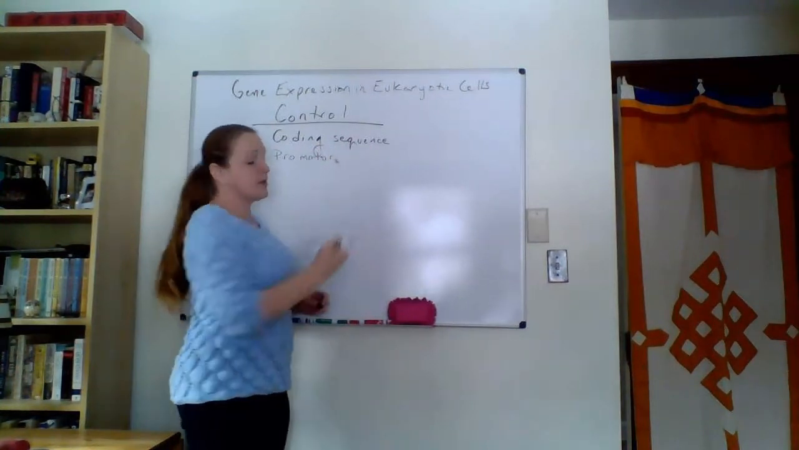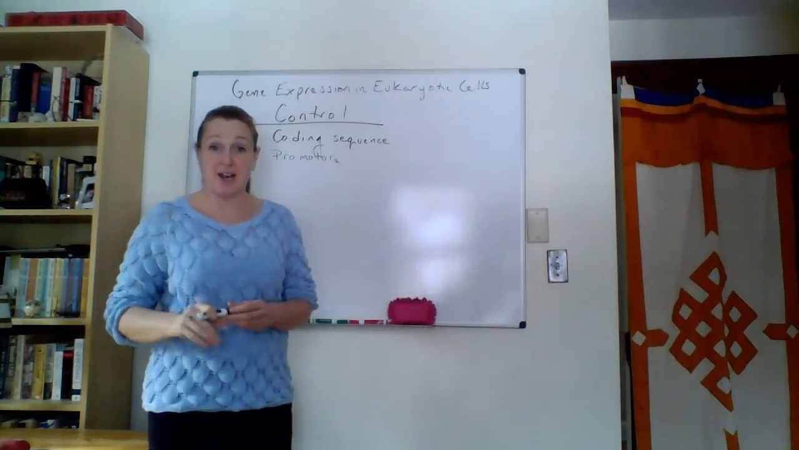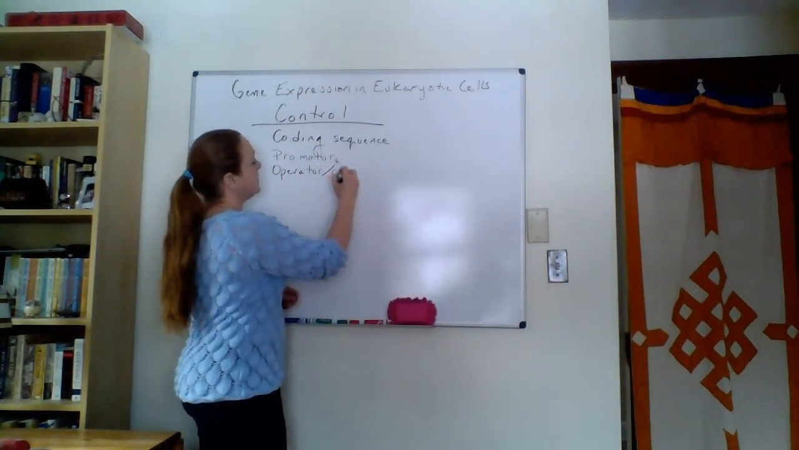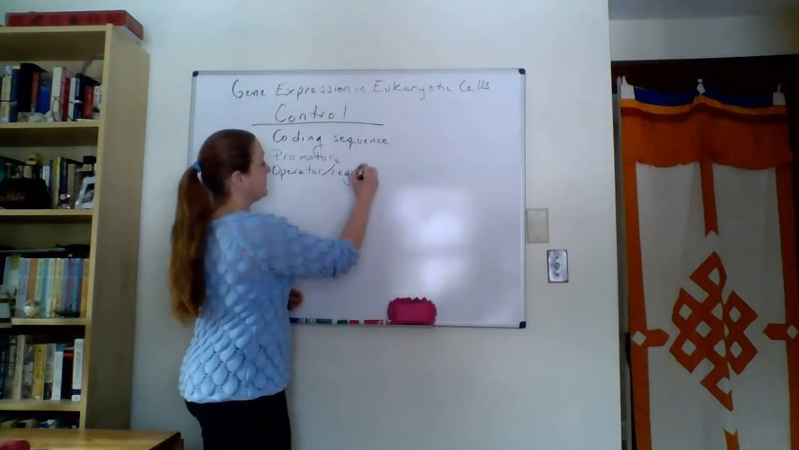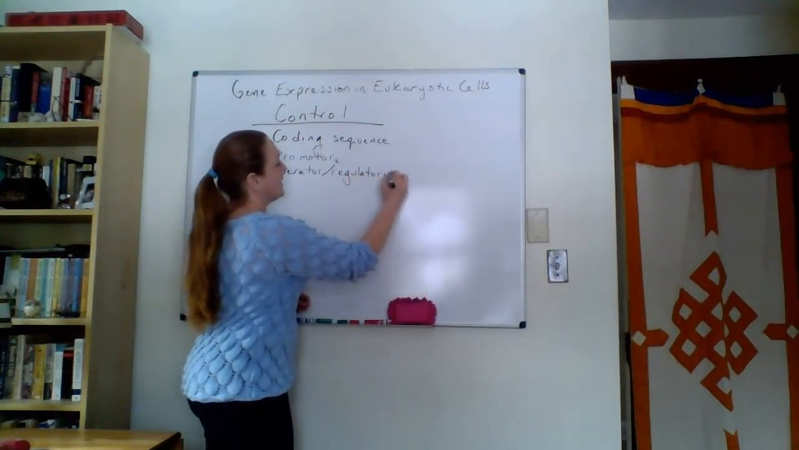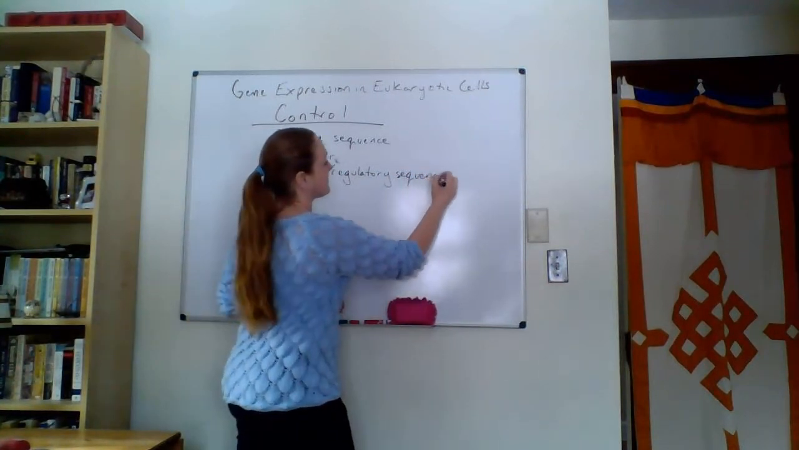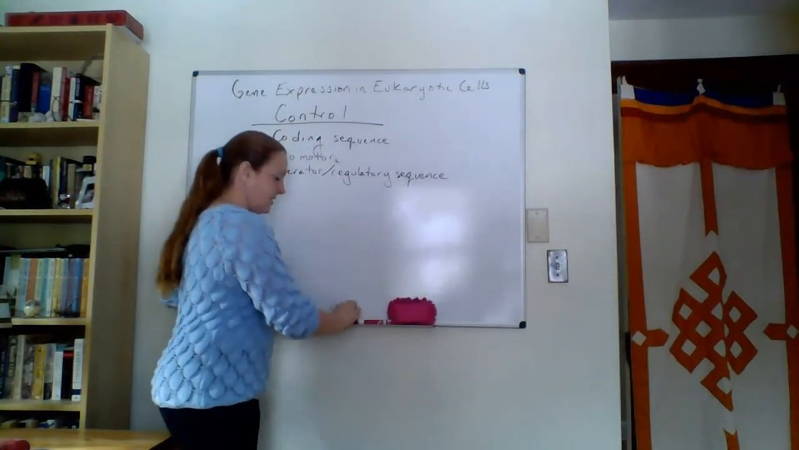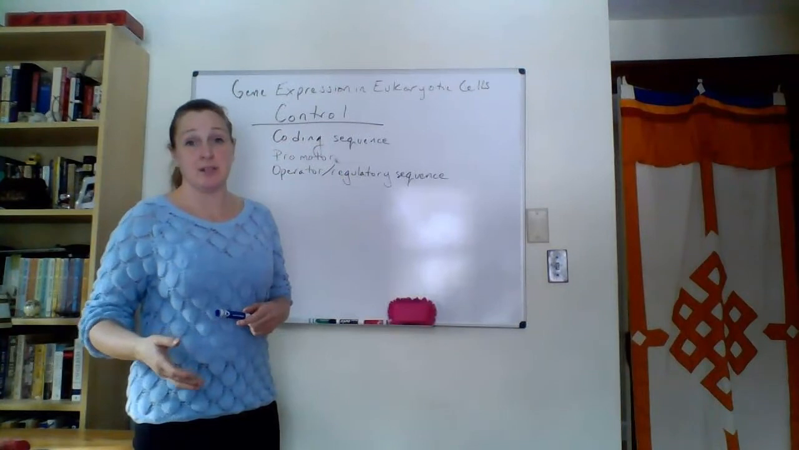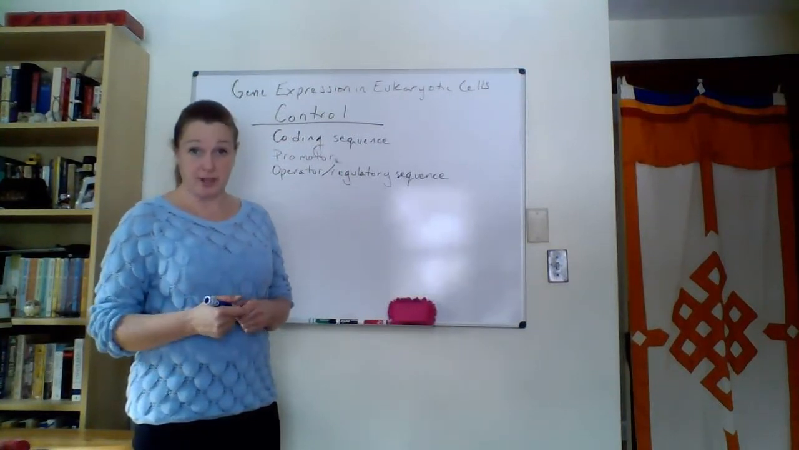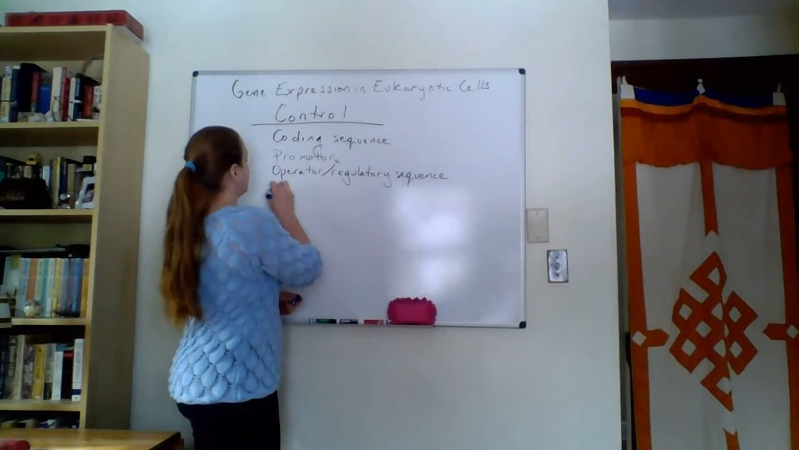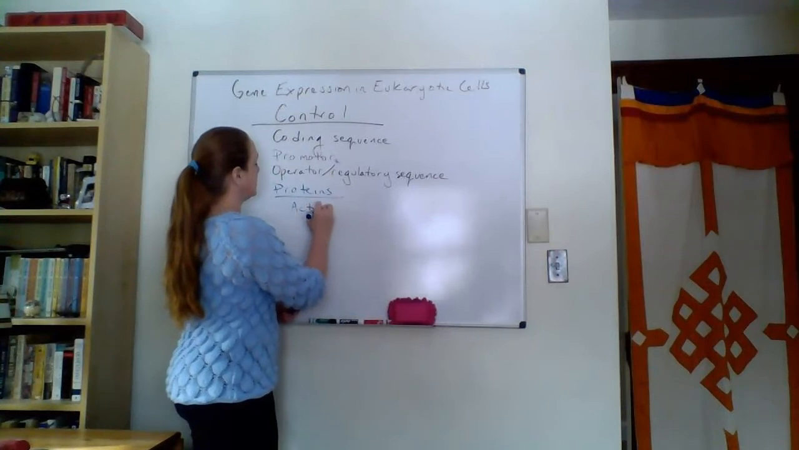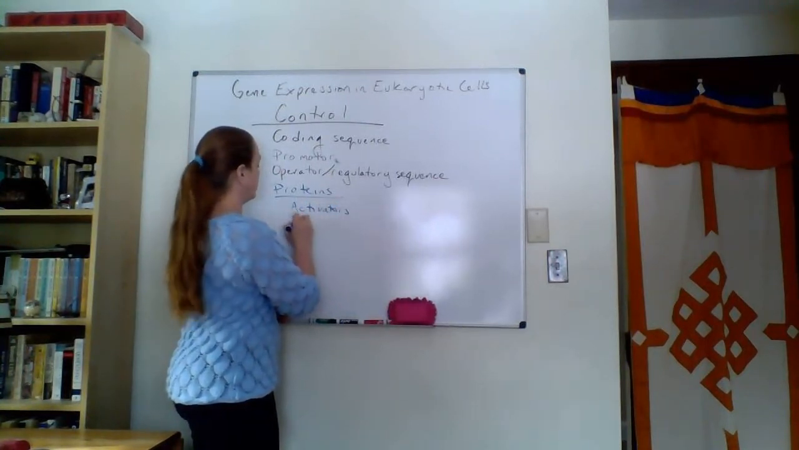The promoter is going to be where RNA polymerase can attach. And then we're going to have our operator, or sometimes it's called the regulatory sequence. And this is going to be the part that can act like an on or an off switch. Now there's going to be two big categories of proteins that are important for controlling gene expression. The first will be activators. And our other category will be repressors.